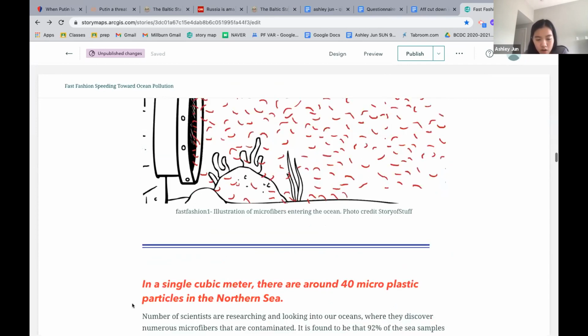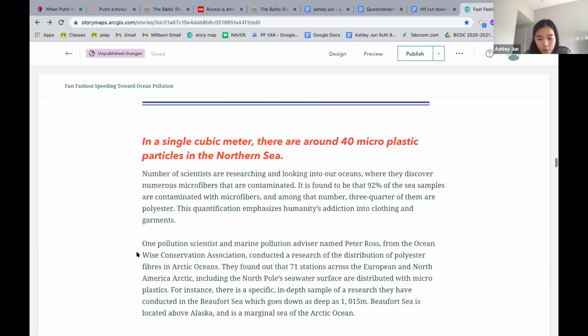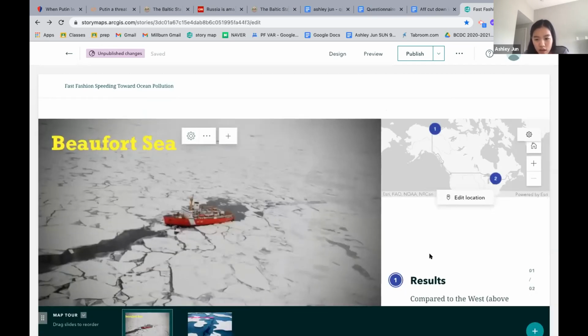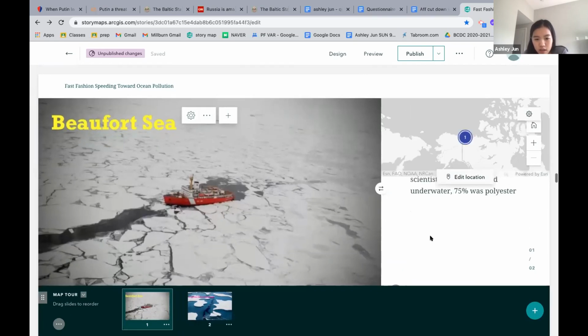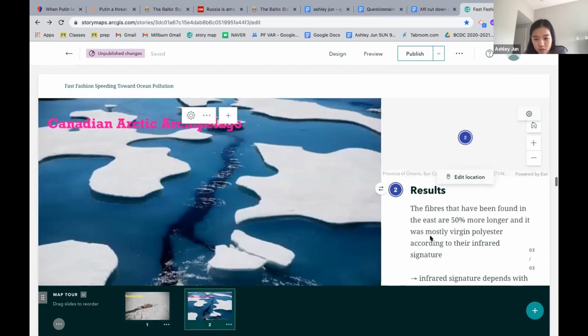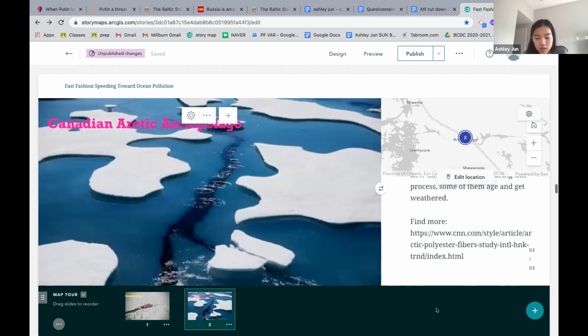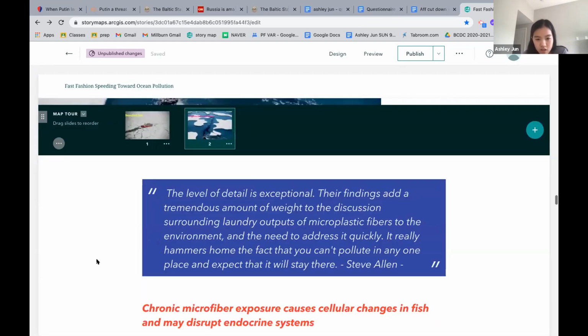And down here is the research and experiment that I looked into. This research was about how scientists went deep into the Beaufort Sea and the Canadian Arctic Archipelago to see how much microfiber contamination is in those waters. Here's the Beaufort Sea, and on the right I have all the results of what the scientists found. And for the Canadian Arctic Archipelago, here are all the results. I also included a link to a CNN news story where you can find more about this experiment. Here's a quote that Steve Allen talks about.